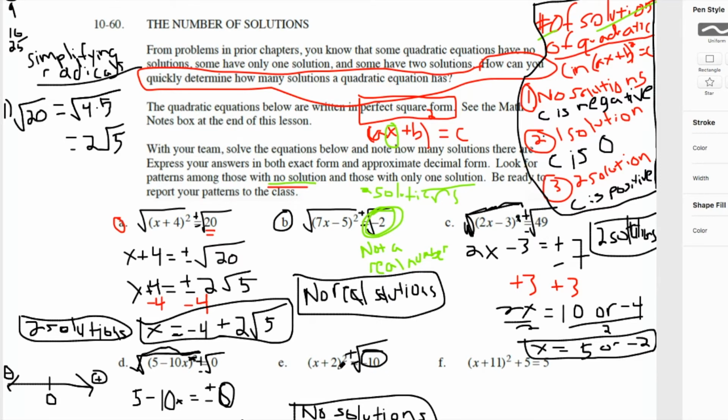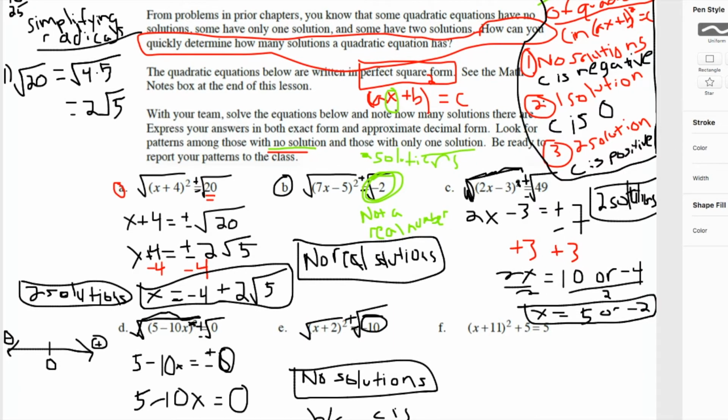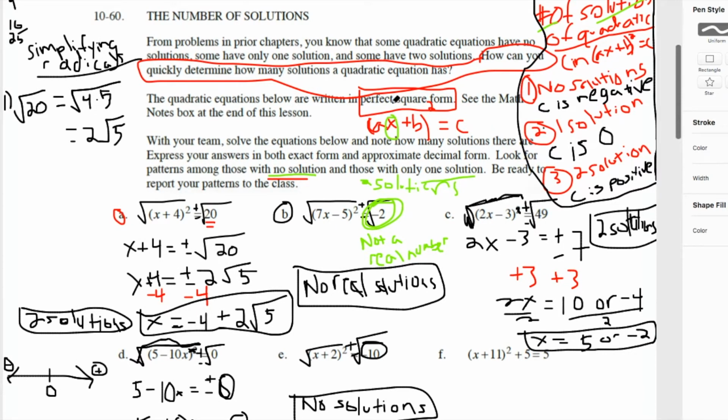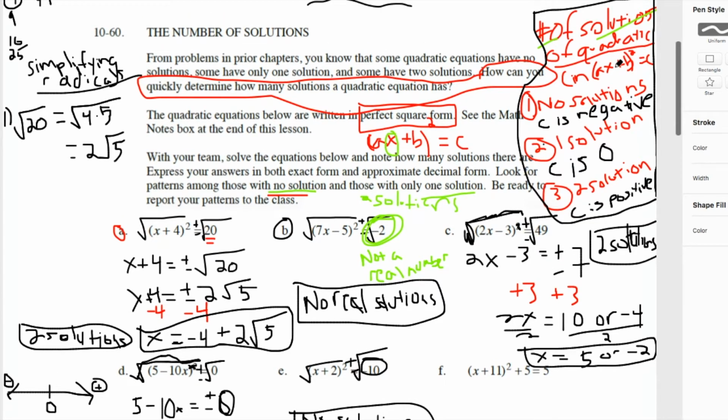Impossible based on the logic that we have so far. No solutions in this one because C is negative. Question F. Question F is not in perfect square form. Did it say it was in perfect square form? Oh, it did earlier. It said the quadratic equation below written in perfect square form, but no. This is not in perfect square form because it's not an ax plus b squared immediately equal to a constant, because we have this other constant being added to the left side.